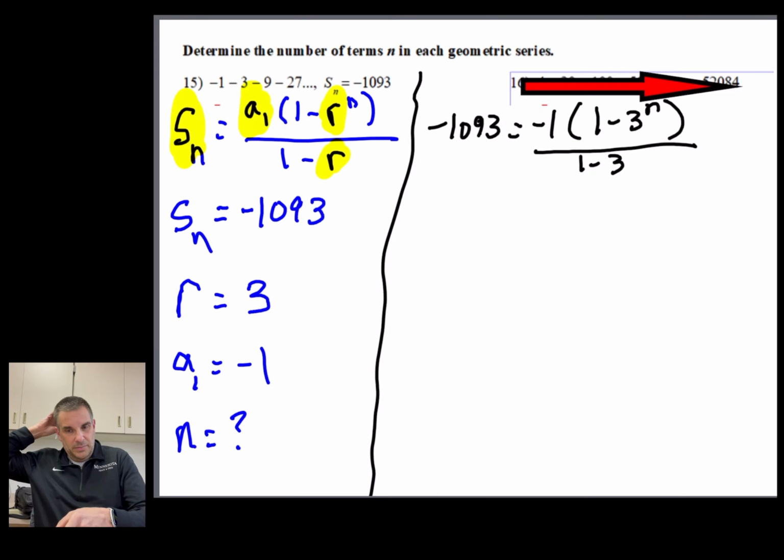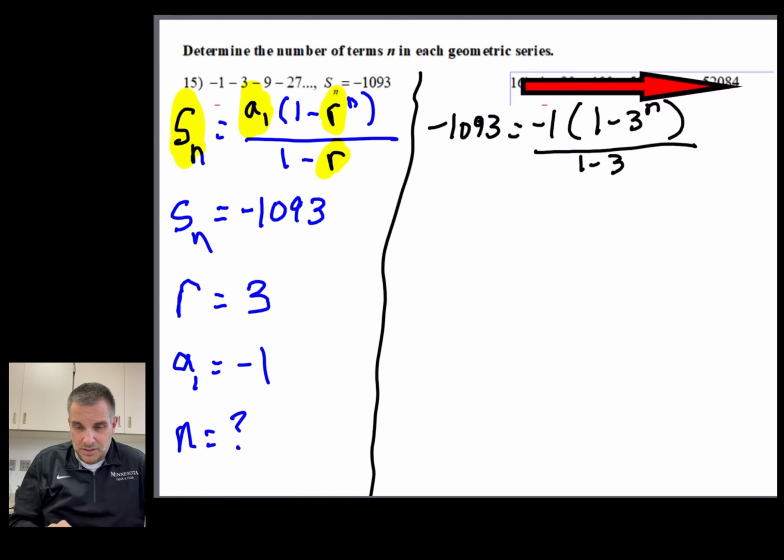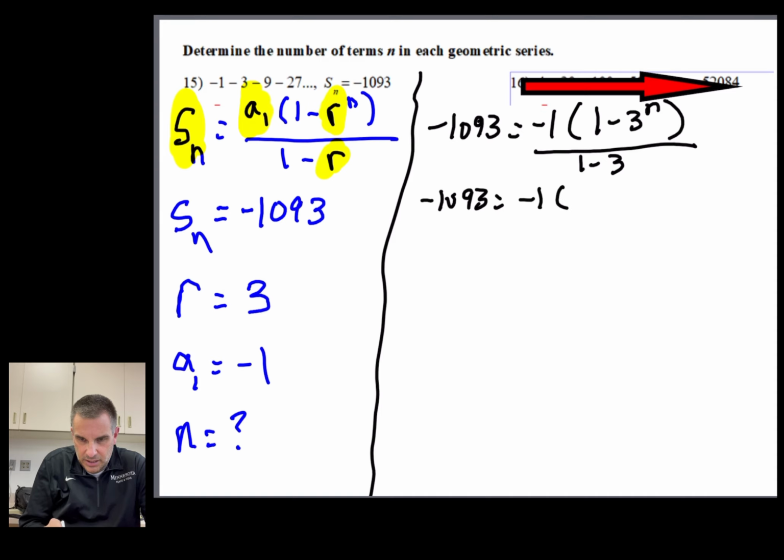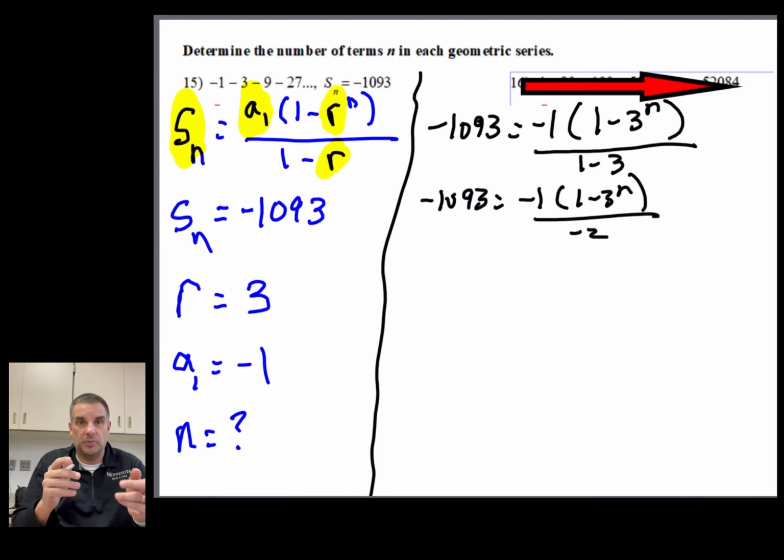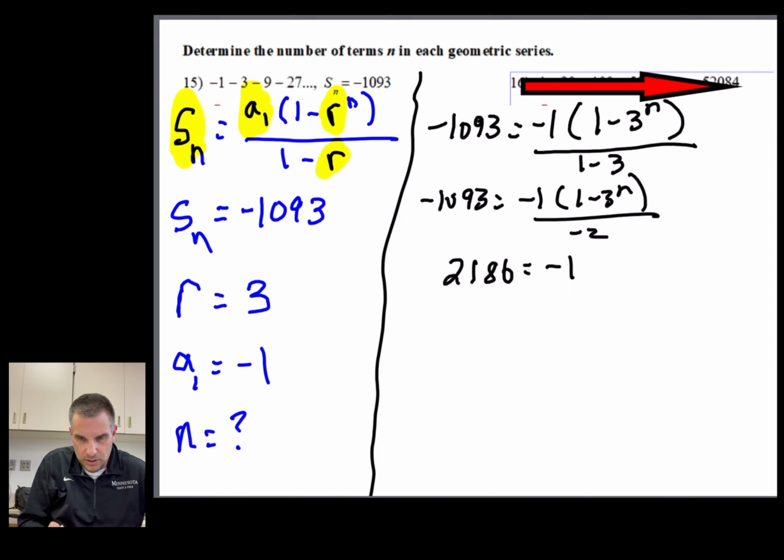Okay, so I've got this 1 minus 3 on the bottom. That's -2. So we've got that -2 on the bottom. So I'm just going to keep doing it. -1 times 1 minus 3 to the n divided by -2. So I'm going to multiply both sides by -2. So 1093 times -2 is 2,186, which is equal to -1 times 1 minus 3 to the n.